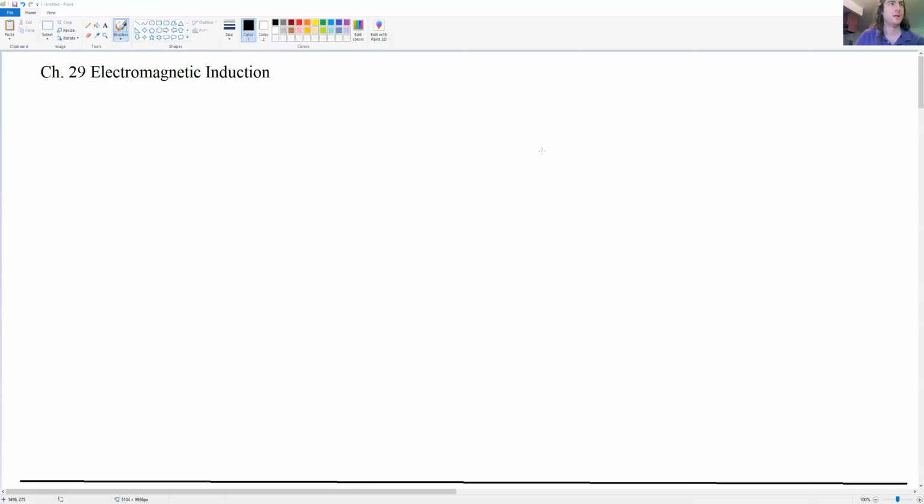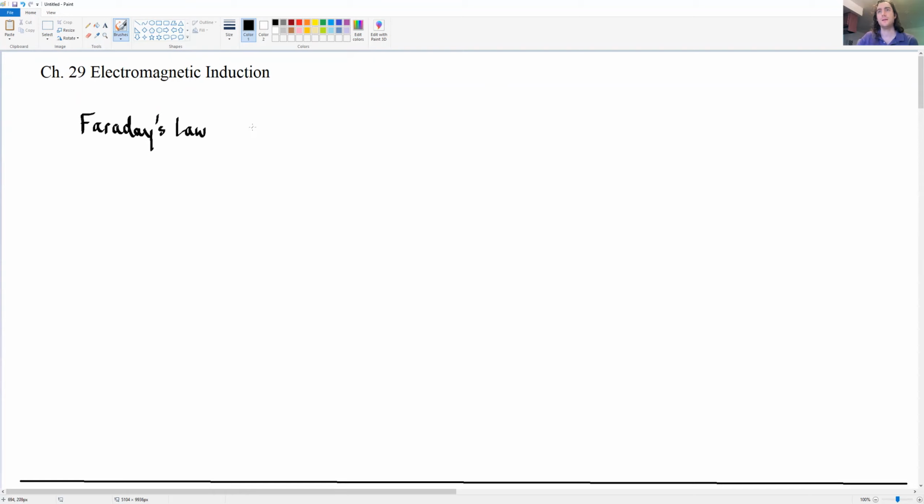Okay, we're recording. So we're talking about electromagnetic induction, which basically breaks down into two different laws. The first one is Faraday's law. Let's go ahead and write it down. We've already seen this in lab last week.